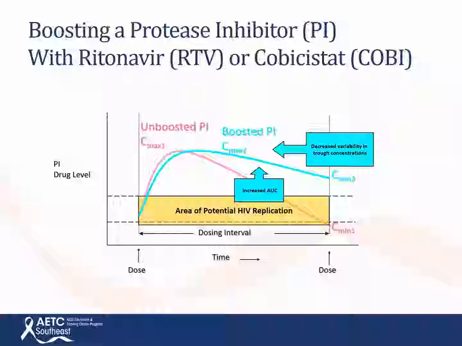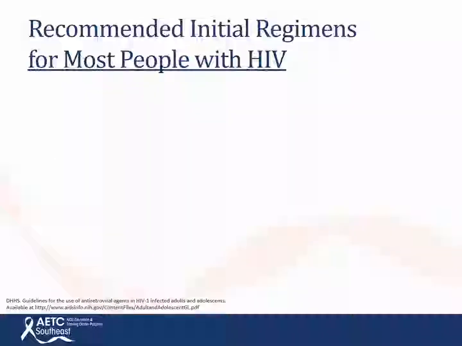And per DHHS guidelines, recommended protease inhibitors can be boosted by administering them with either ritonavir, which is abbreviated RTV, or cobicistat, which is abbreviated COBI. So here are the recommended regimens for most people with HIV, in a pictorial display based on the guidelines.